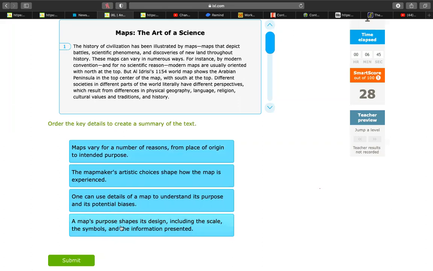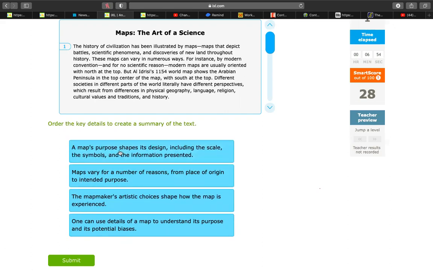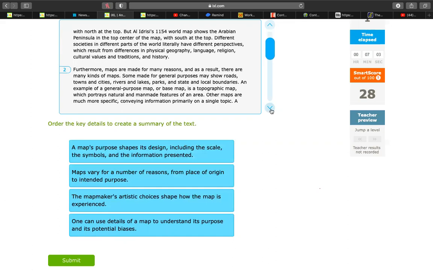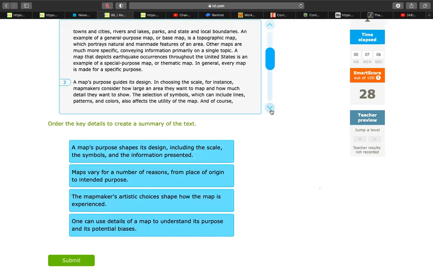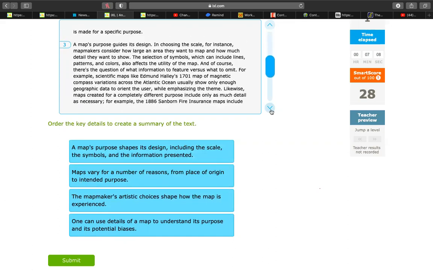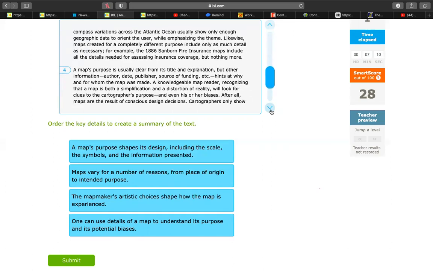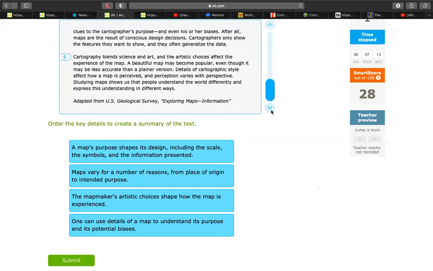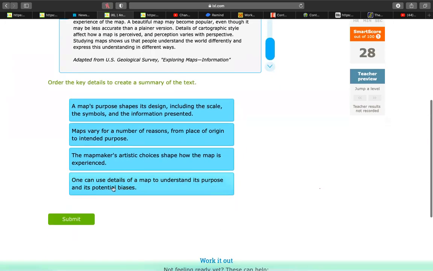Now, what was I reading? It looks like the last one. You want this one, map's purpose, first? Shapes its design. Yes. And then this, artistic shape. What are the key details? Biases. Summary. Oh, summary. I'm telling you, see, this is only ninth grade and it starts to get quite difficult. Many maps vary for numerous reasons, from place to place.